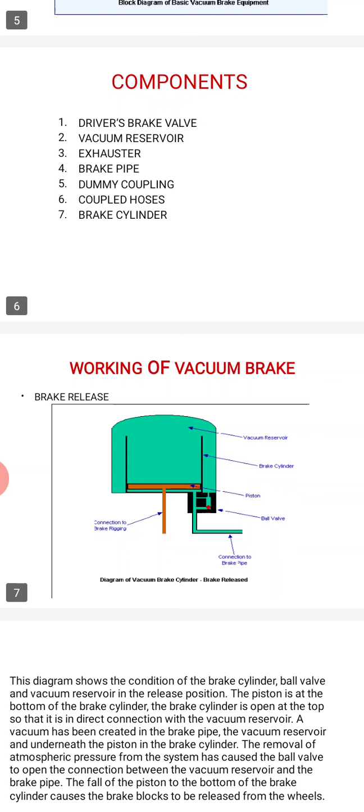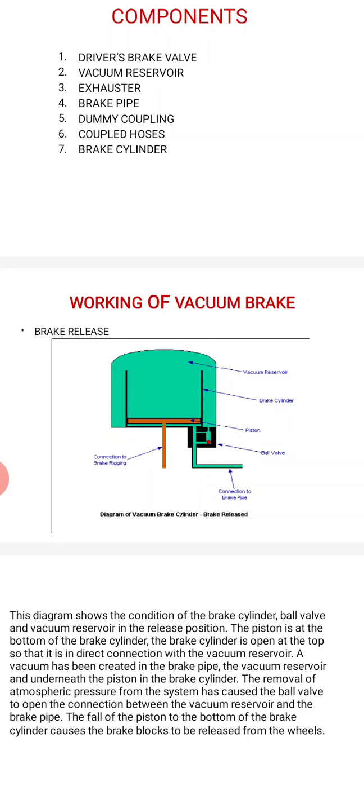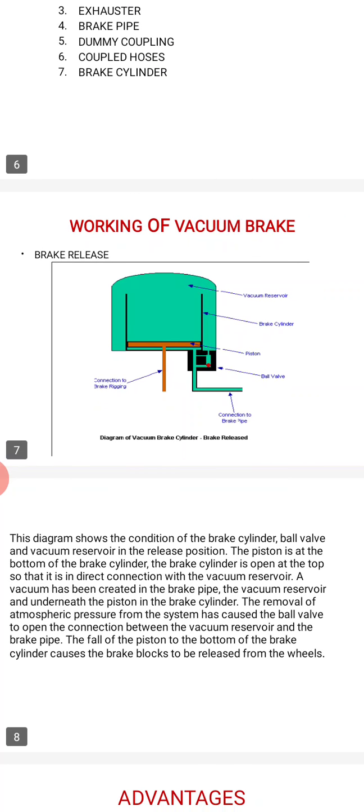Working of the vacuum brake. As the figure shows, the diagram shows the condition of the brake cylinder, the ball valve and the vacuum reservoir in the release position. The piston is at the bottom of the brake cylinder. The brake cylinder is open at the top so that it has a direct connection with the vacuum reservoir.